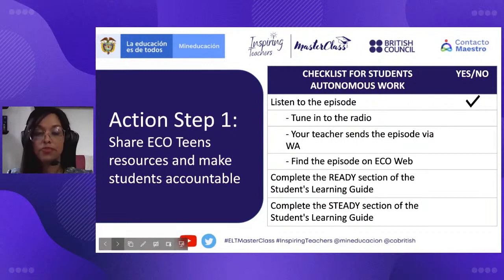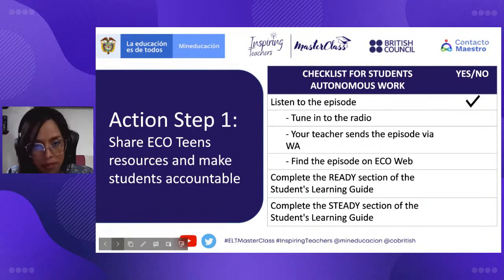That's our first option. Our second option, let's say our students don't have a local radio station where they can listen to the episode. The teacher can send the episode via WhatsApp. Let's remember that nowadays, WhatsApp has become an essential tool of communication in a lot of our classrooms. And I've talked to lots of teachers, and everyone says that they're using this tool more and more every day. So we can send the episode via WhatsApp.